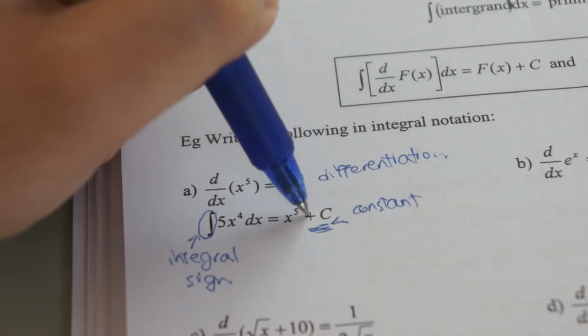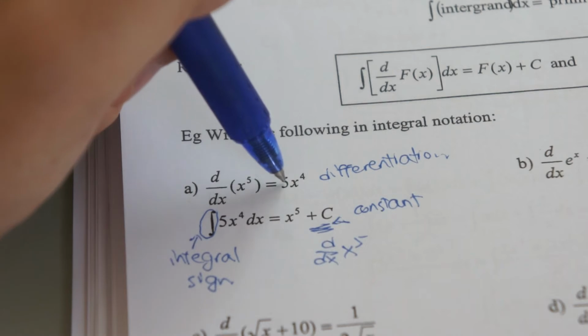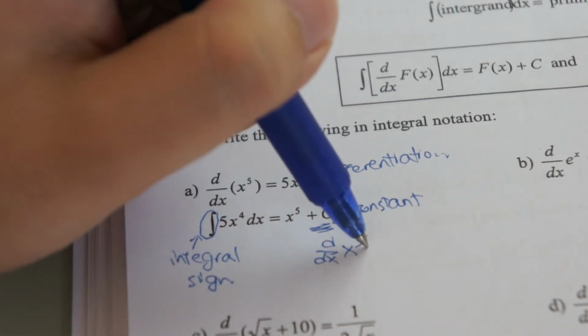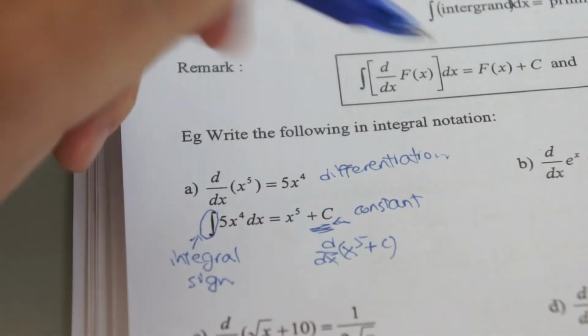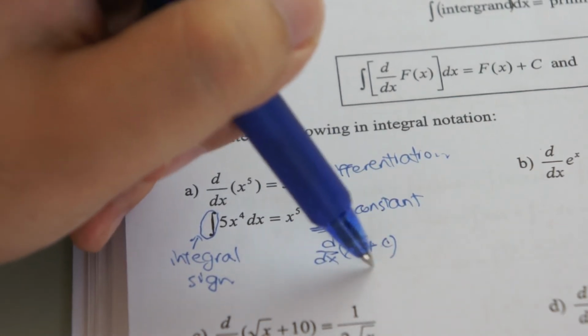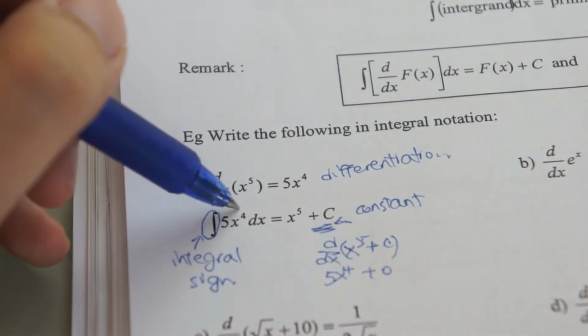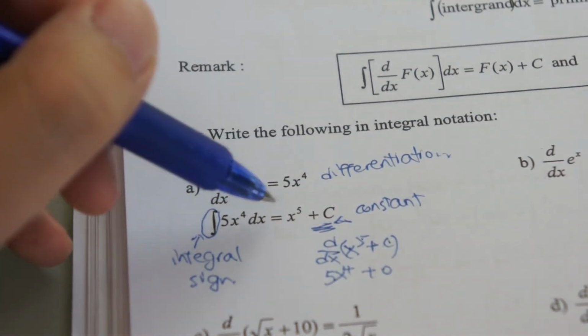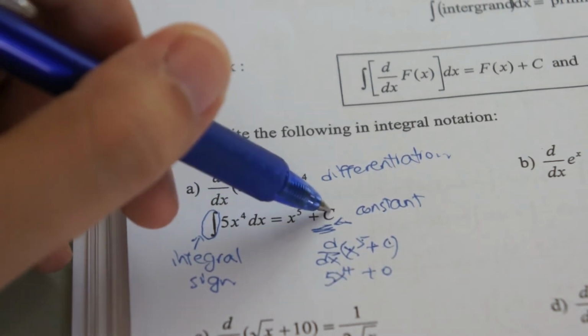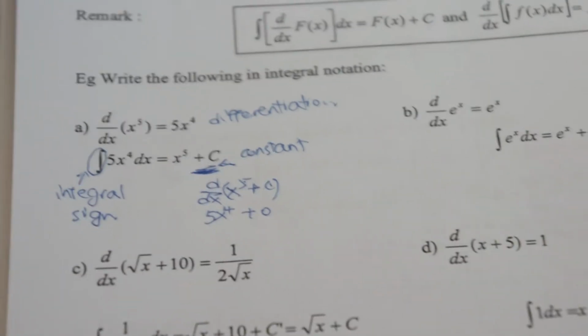The reason why we need to add the c is that if we differentiate x to the power of 5, we get 5x to the power 4. But the same situation applies if we differentiate x to the power 5 plus c, because if we differentiate the constant, we get 0. So if we do the same thing with 5x to the power 4 and integrate, you will say x to the power 5 plus c. So just write down plus c at the end. You don't need to care about what c means. Just write plus c at the end for the answers.